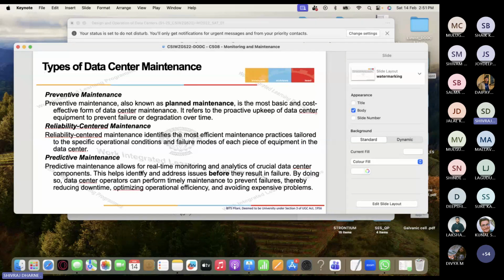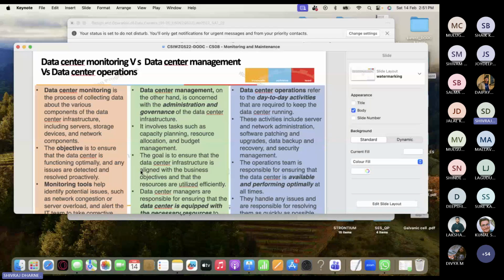Okay, so these are the very basic fundamental things, but as we are studying the course of design and operation of data center, you need to know what data center maintenance means and what are the things looked at, what are the things we monitor, what are the tools available, and all those things. Okay, so this is a very nice table where you have a very clear understanding of what data center monitoring means, what it involves, what data center management means, and what data center operations means, right?